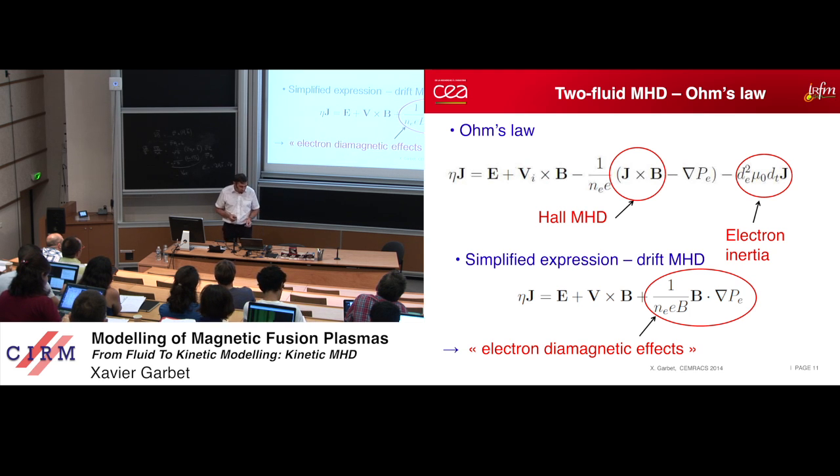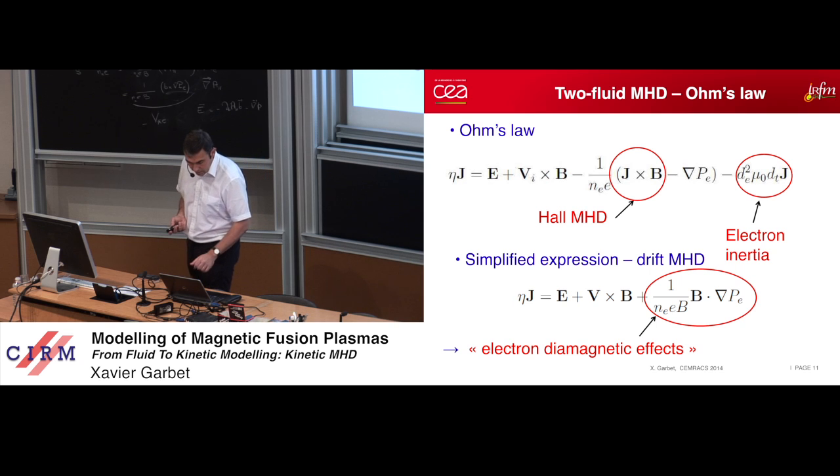That's why usually it is said that it produces electron diamagnetic effects, right? And the main thing is that if you look at a mode which is very strongly dependent on this Ohm's law, its frequency or phase velocity will match the electron velocity.